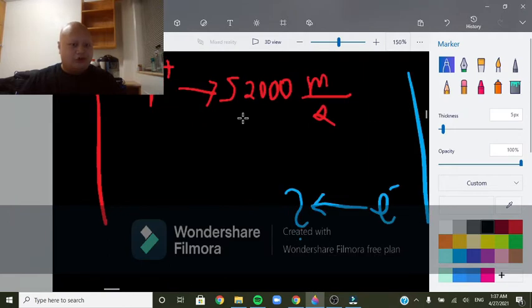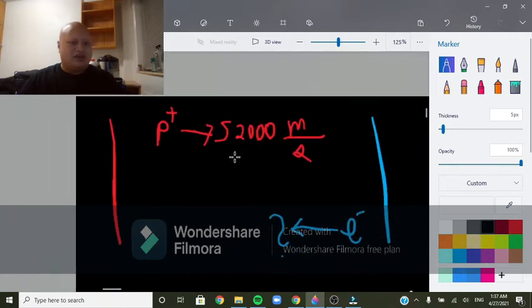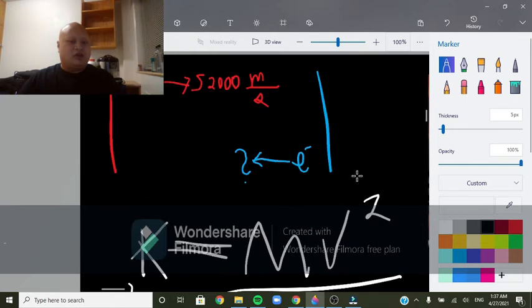As you can see, here's a drawing that I put, which is the thumbnail of this video. The red plate is positive, the blue plate is negative, and the proton is moving to the right at 52,000 meters per second, and we are looking for the speed of the electron as it moves away from the plate.